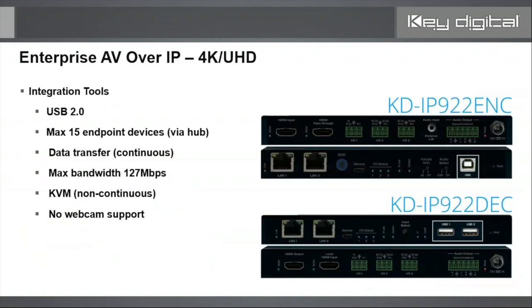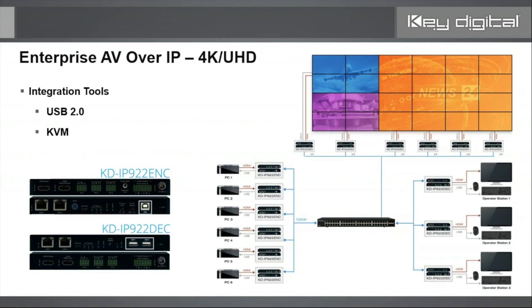The 922s have USB as well. The encoder has a USB-B port for the host, the computer, and the decoder has 2 USB-A ports for USB devices. Now, these do not support webcams, though. The AV over IP is not good for webcams and continuous video. But let's look at some of the applications for the USB.